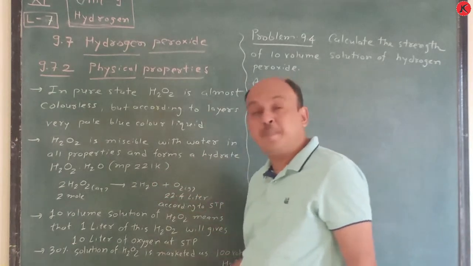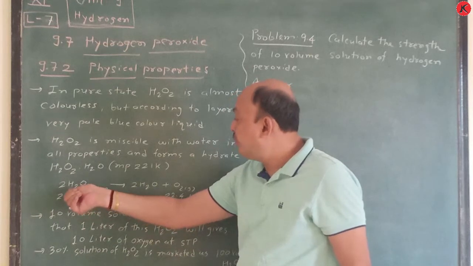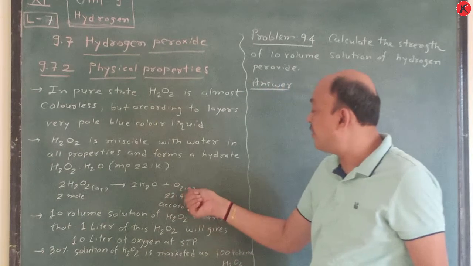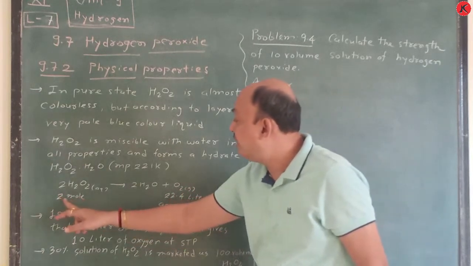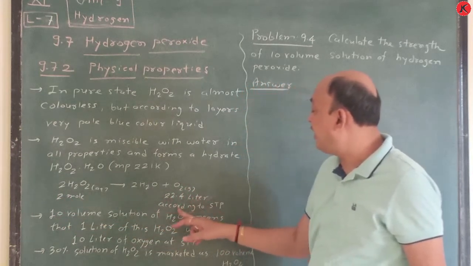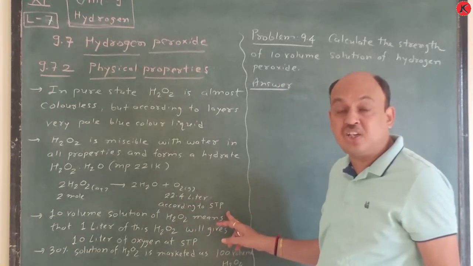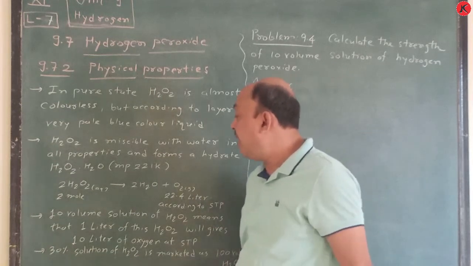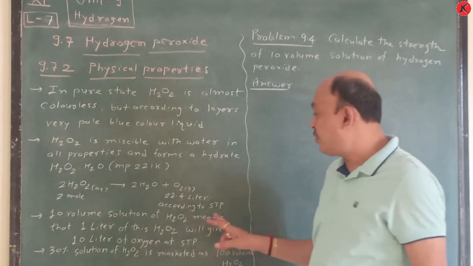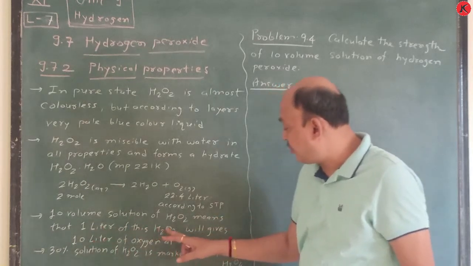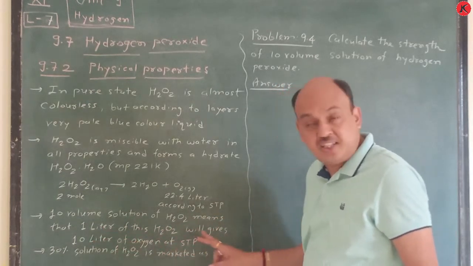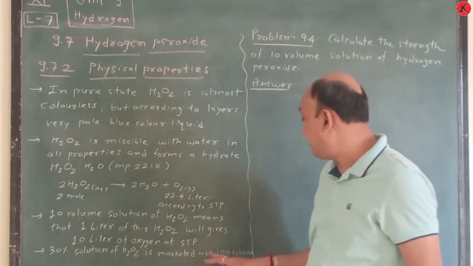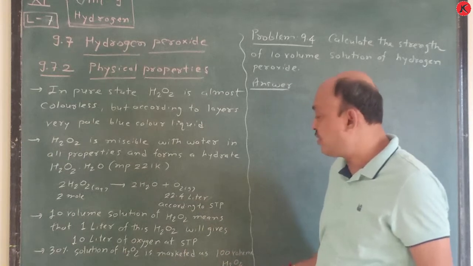Remember one equation which is very important for your exam. 2 moles of H2O2 when we decompose gives 2H2O, liquid form, and O2, gaseous form. At a time, this 2 moles gives 22.4 liter O2 at STP, standard temperature and pressure. Remember this one. Second thing you have to remember, for example, 10 volume solution of H2O2 means that 1 liter of this H2O2 will give 10 liter of oxygen at STP. And that means 30% solution of H2O2 is marketed as 100 volume H2O2.